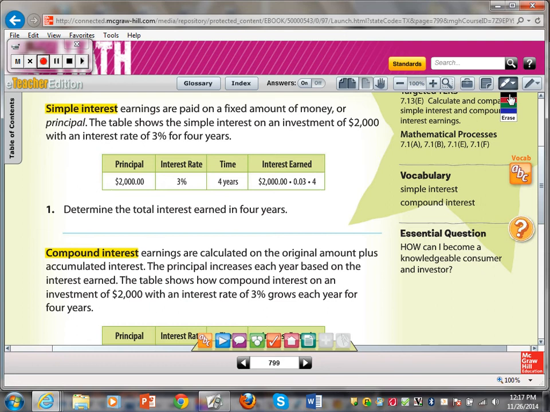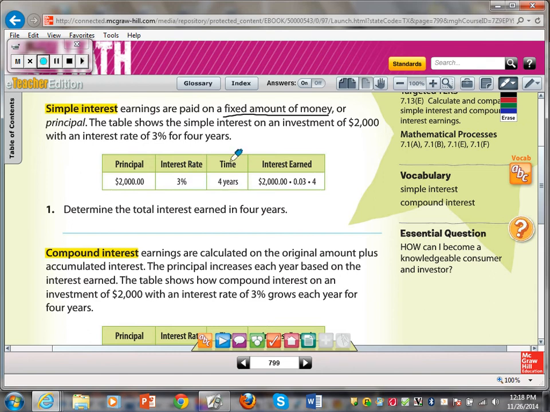When you go to the bank, and some of you have bank accounts, if you leave your money there, let's say you start an account with $2,000. Well, that's called your principal. That's the fixed amount of money you started with, the beginning amount. Let's say you're investing it, you put it in the bank, and the bank is going to pay you a 3% interest rate for 4 years.